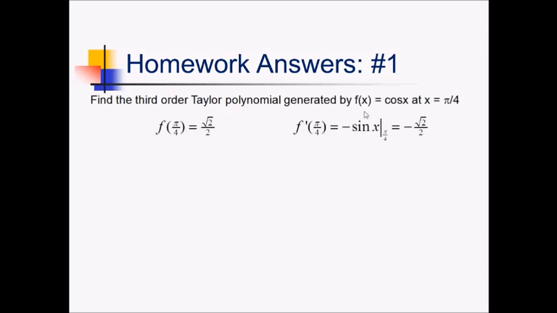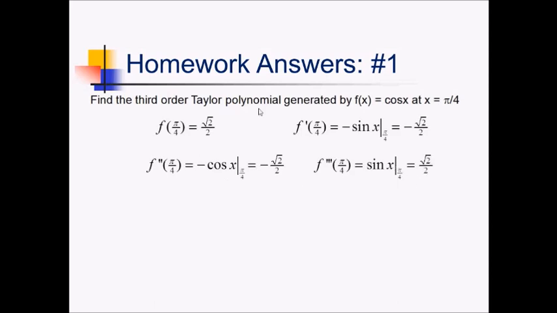And then the derivative of this, that's going to be negative cosine. Evaluated at pi over 4, that's going to be negative root 2 over 2. So it's helpful that cosine and sine both have the same value at pi over 4. And now our next derivative, our third derivative, that's going to go back to sine. And that's going to give us positive root 2 over 2.